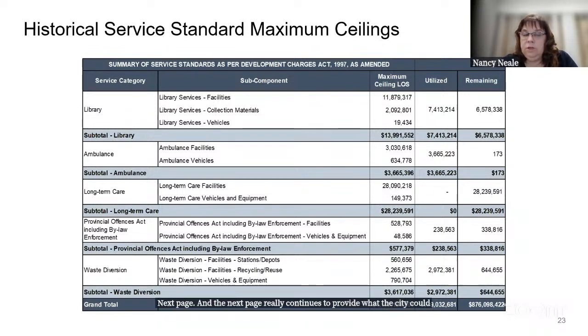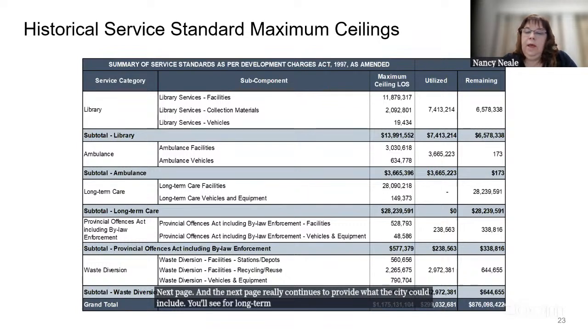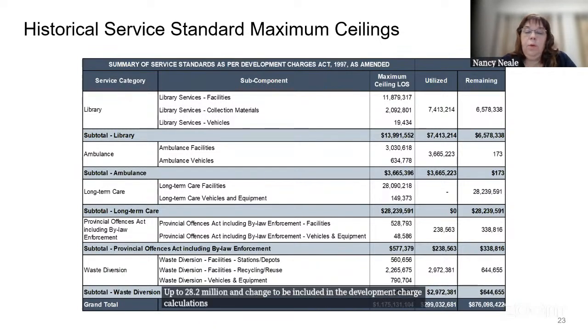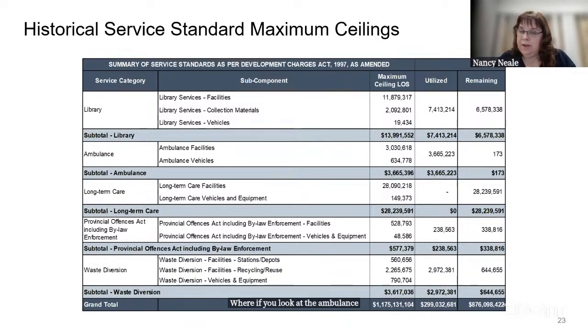And the next page really continues to provide what the city could include. You'll see for long-term care, for example, we calculated that historical service standard. It would have allowed, if there was growth-related needs, up to $28.2 million and change to be included in the development charge calculations. At this time, we haven't included anything because there's that further study going on. Where if you look at the ambulance, we have pretty much maxed out what the city can recover.